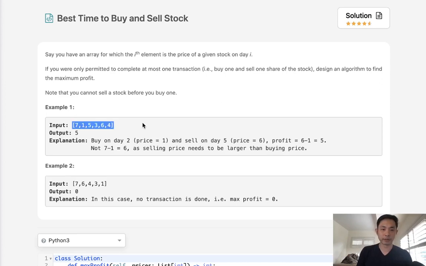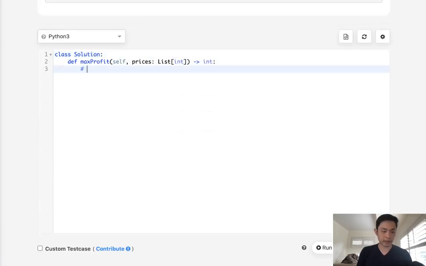Say we're given this input here. We could personally tell that the max profit is going to be 5 because we can buy at 1 and then sell at 6. This is the minimum price that we could buy at, and the max price that comes afterward would be 6, so we can make 5 here.